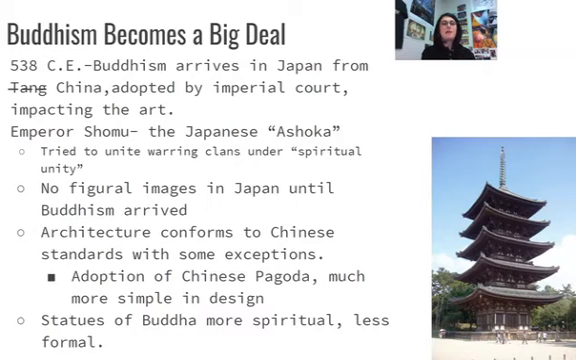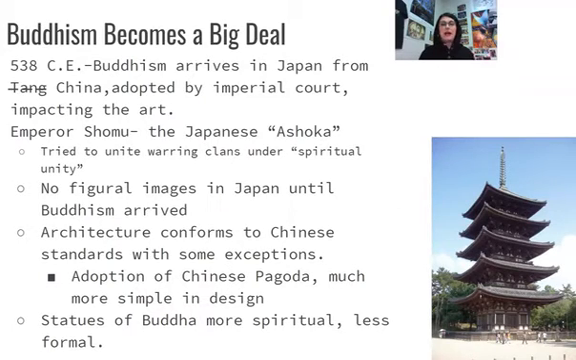And they have an emperor, Shomu, who I consider the Japanese Ashoka. So kind of like in India, where Ashoka made Buddhism a state religion so that he could get the caste system out of the way and people would follow him instead of the caste. He kind of tries to unite the chaos. In Japan, there were all these families, these clans fighting over what little land there was. So he was really hoping that Buddhism would bring spiritual unity and kind of calm everybody down a bit.